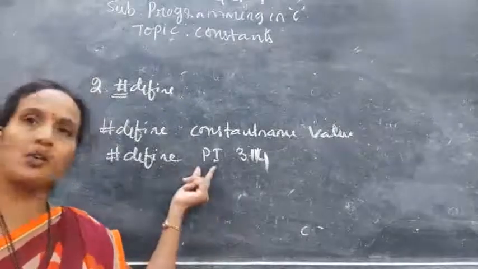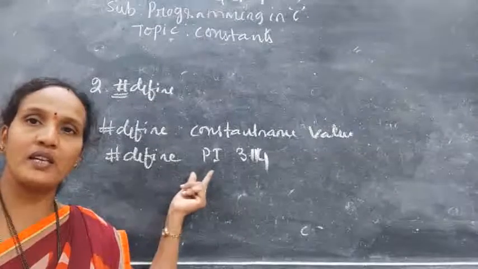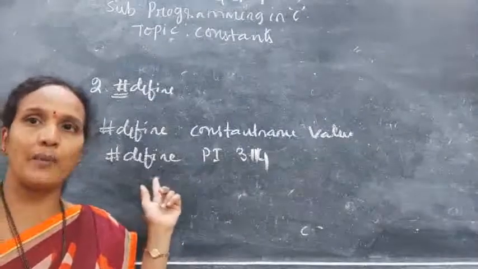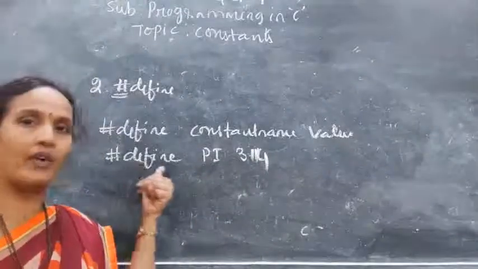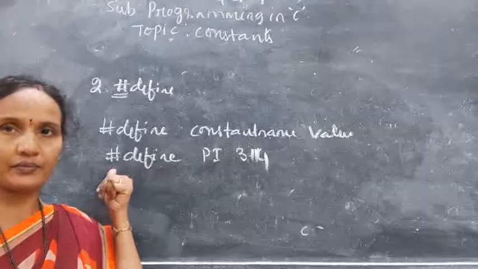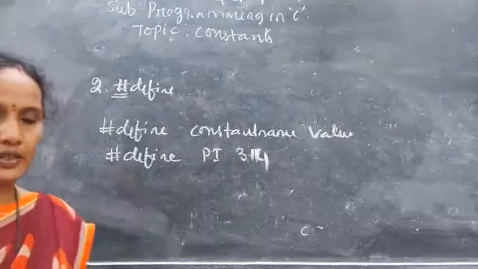So here pi is a constant. But what type of constant is it? Preprocessor. Before program execution, the pi value should be loaded into your memory, because here I have given hash define, the hash preprocessor. Clear? You take a screenshot of this.